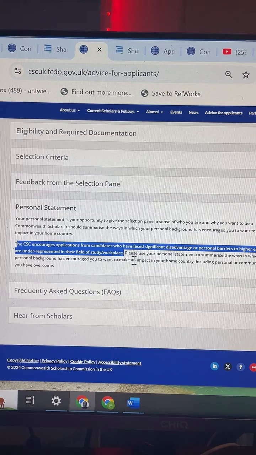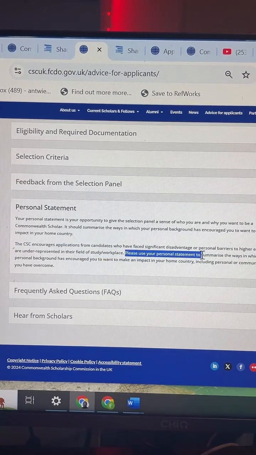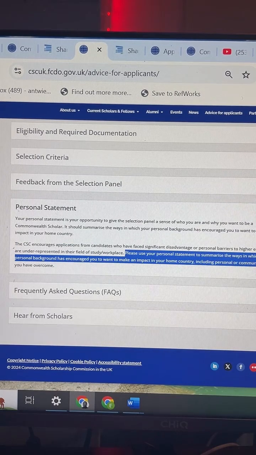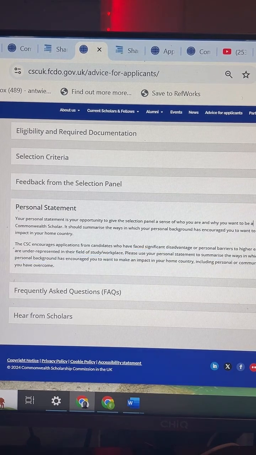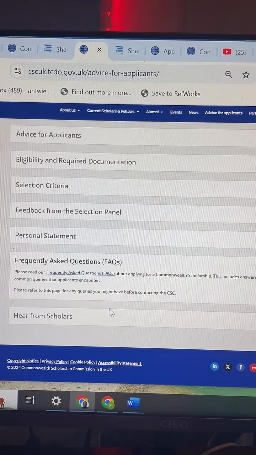So in your personal statement, we will be mentioning everything. And it's not that we are going to appear needy, that they should look at us and have pity on us. No, we will tell them that we deserve it based on the essays that we will be writing. So please use your personal statements to summarize the ways in which your personal background has encouraged you to want to make an impact in your home country.